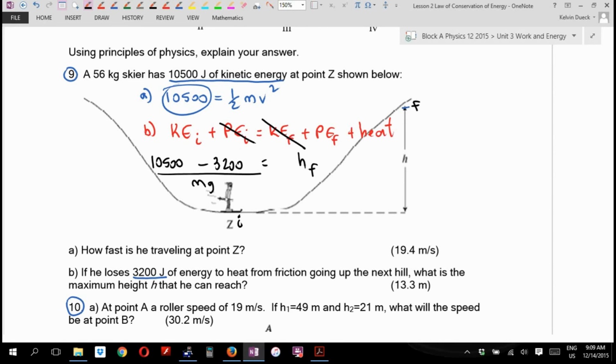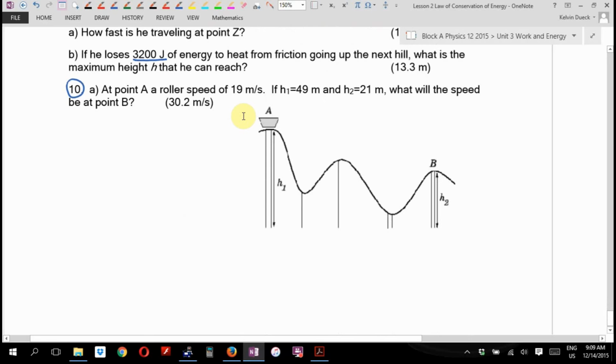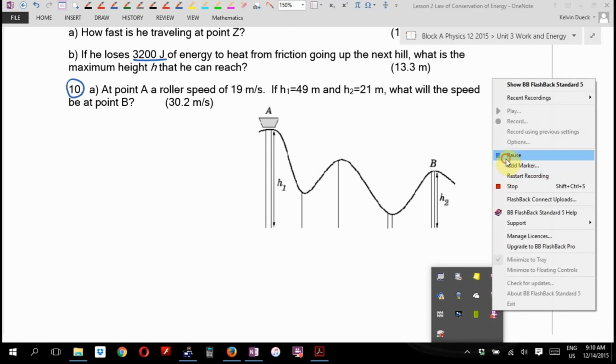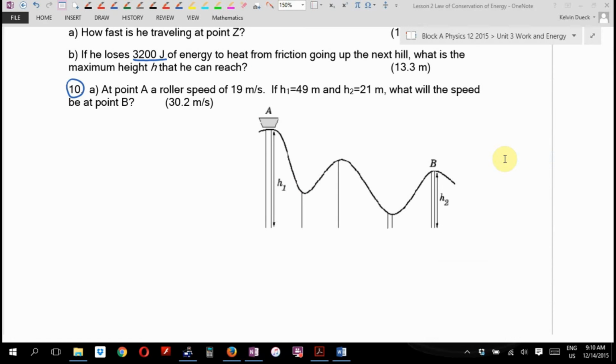Number 10? Sure. At point A, a roller speed... oh, apparently I forgot to include the word roller coaster. Note to self, Mr. Dewick, fix that. You know what? That irritates me. Let me pause the video. A roller coaster has a speed of 19 meters per second.